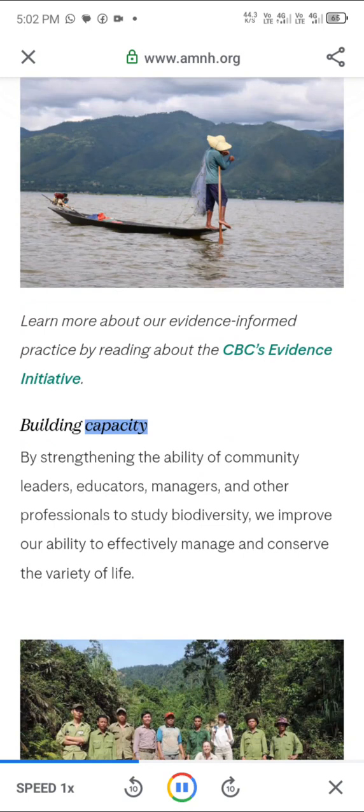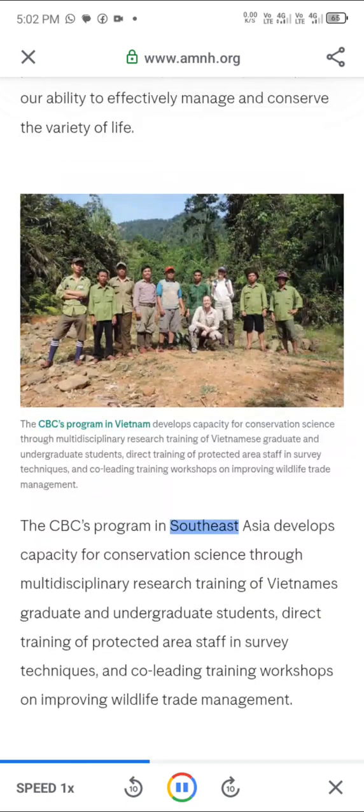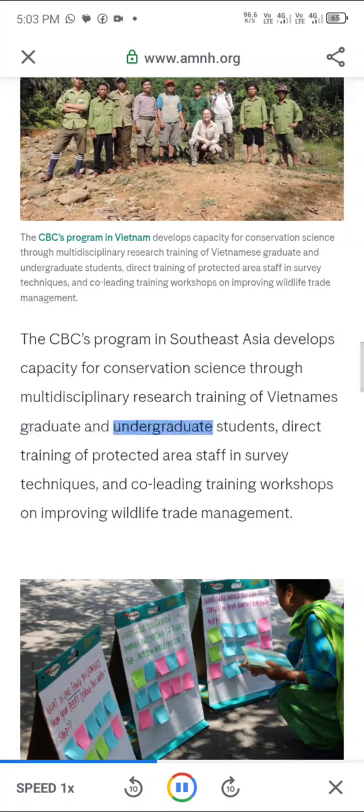Building capacity. By strengthening the ability of community leaders, educators, managers, and other professionals to study biodiversity, we improve our ability to effectively manage and conserve the variety of life. The CBC's program in Southeast Asia develops capacity for conservation science through multidisciplinary research training of Vietnamese graduate and undergraduate students, direct training of protected area staff in survey techniques, and co-leading training workshops on improving wildlife trade management.